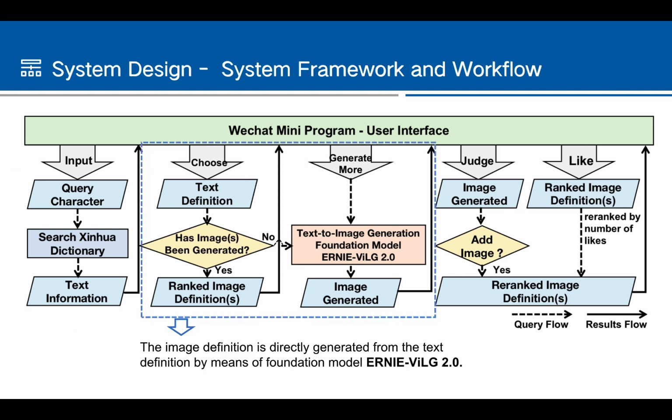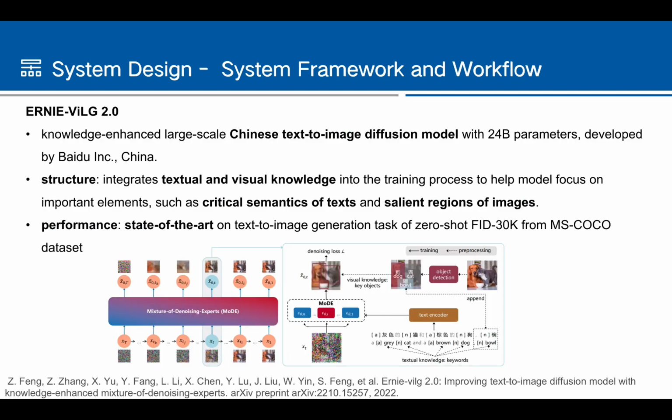Secondly, learners could choose each text definition to show its image definition. The image definition is directly generated from the text definition by means of foundation model ERNIE-ViLG tool. ERNIE-ViLG tool is a knowledge-enhanced large-scale Chinese text-to-image diffusion model with 24 billion parameters developed by Baidu.